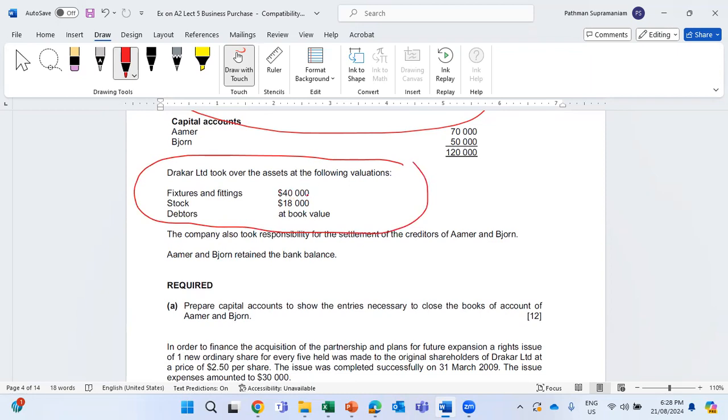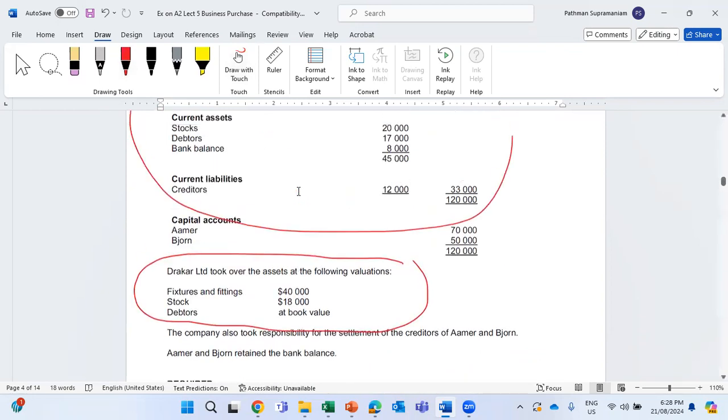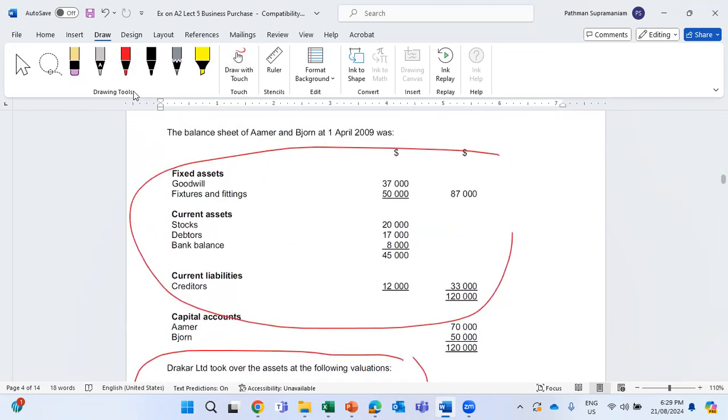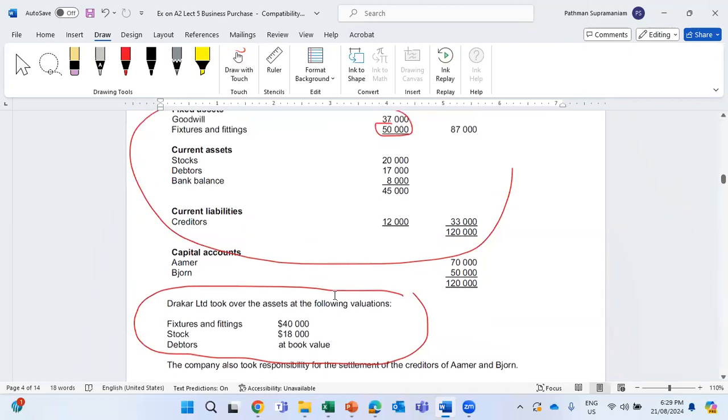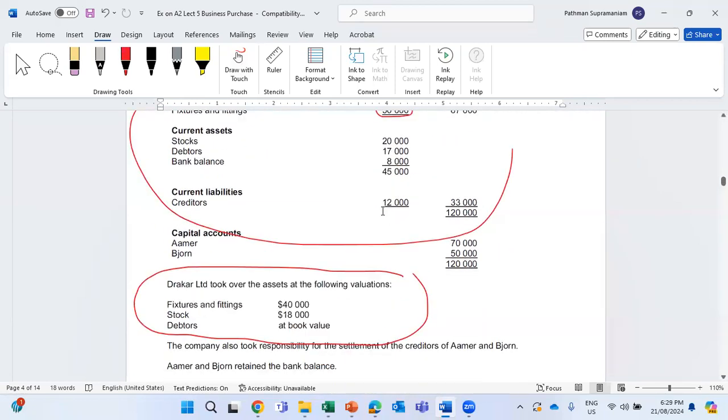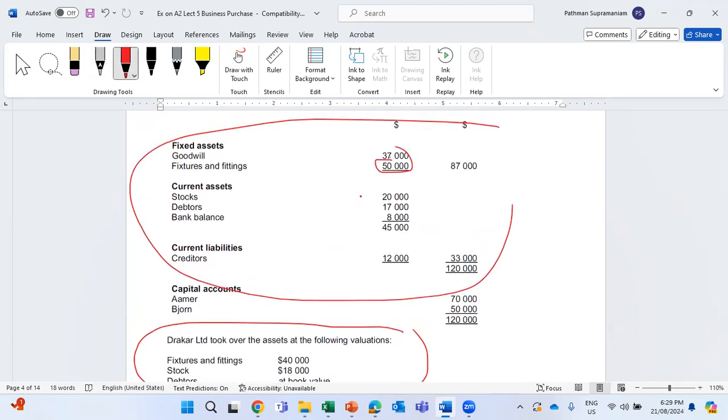So since they've given it an amount, you see, fixtures and fittings, the buyer takes over at 40,000. But then when you look at the seller's SOFP, it is stated here as 50,000. So we always follow the revalued amount. This is the fair value. We don't follow the 50,000. Okay, so for fixtures and fittings and inventory, we follow these two figures. But for trade receivable, they said book value. Then we follow the seller's SOFP value, which is 17,000.